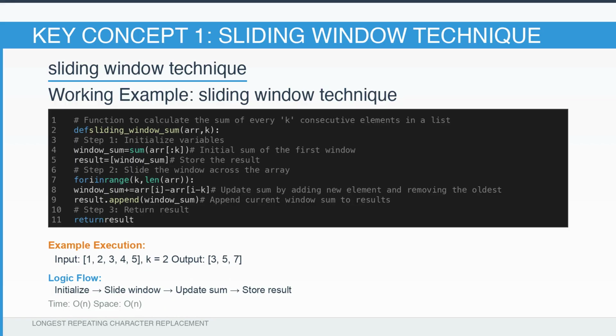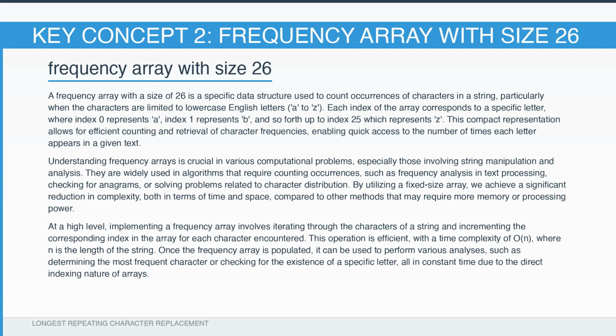This technique is powerful because it allows us to maintain a running total efficiently, making it ideal for problems involving sequences or continuous data. A frequency array with a size of 26 is a powerful tool used to count how many times each lowercase English letter appears in a string. Think of it like a box with 26 compartments, where each compartment is labeled with a letter from A to Z. When we encounter a character in our string, we simply go to the corresponding compartment and increase the count by 1.